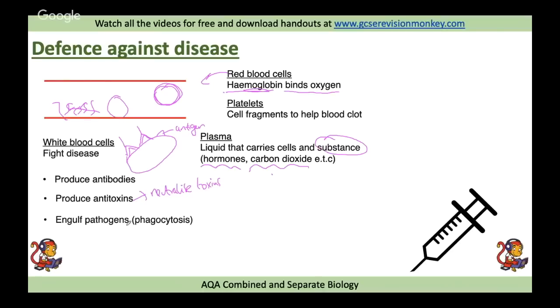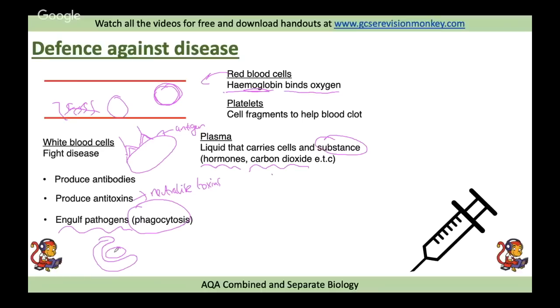And finally, the reason why I said 4 things is because they can engulf pathogens. And as a fourth mark, you may need to recall the word phagocytosis, which is when the white blood cells will come to a pathogen and engulf it and then digest it.